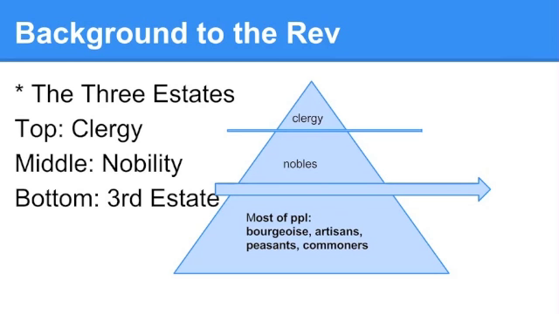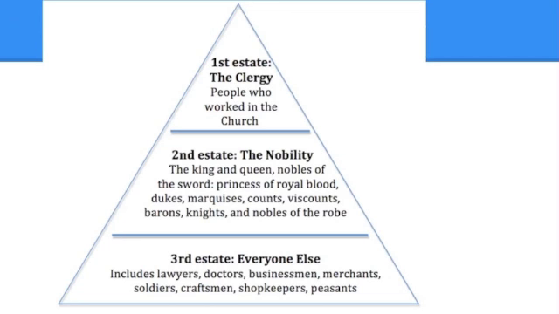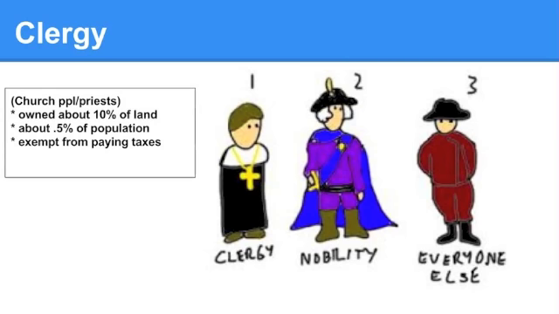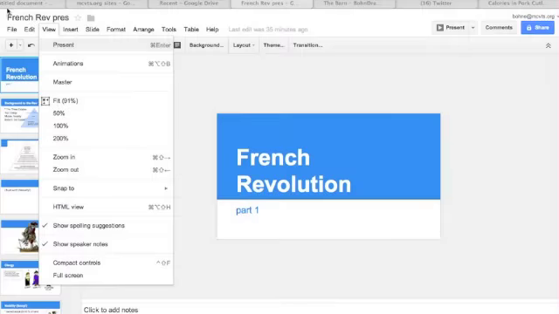So the background is you need to be aware of the social structure in France. There were 3 different estates or 3 different social classes. As you can see in this pyramid, the people on top had the most power and the most wealth, and the people on the bottom had the least. And you see there's inequality. And this political cartoon sort of shows how the top 2 estates were benefiting from all the hard work of the third estate.